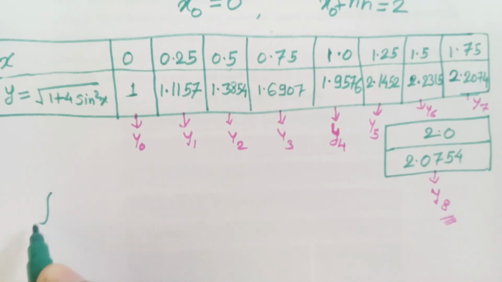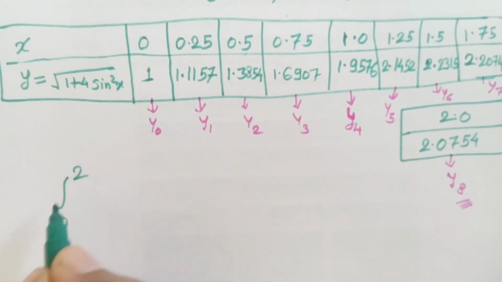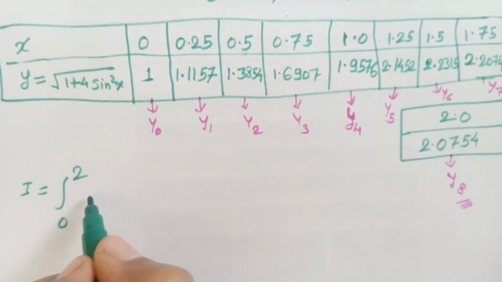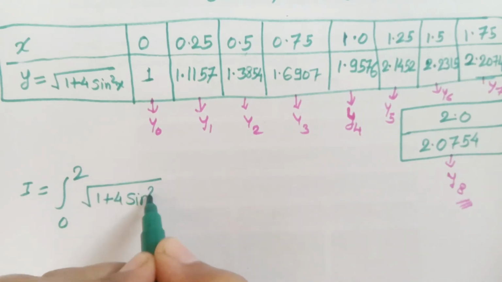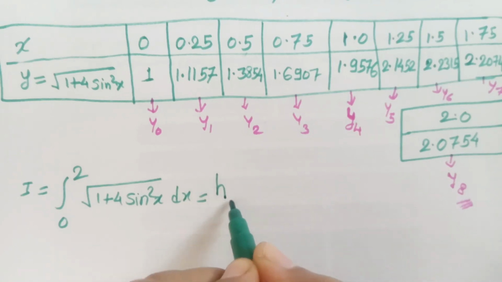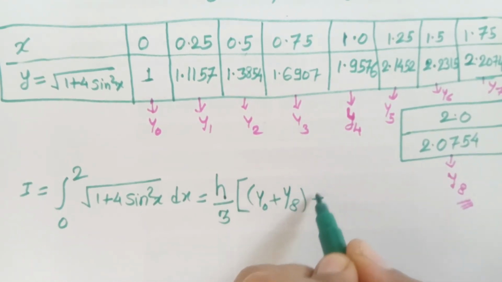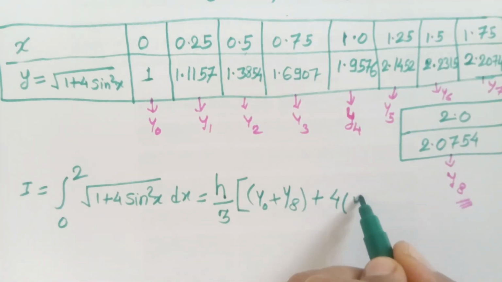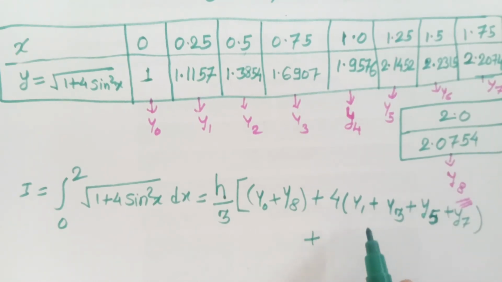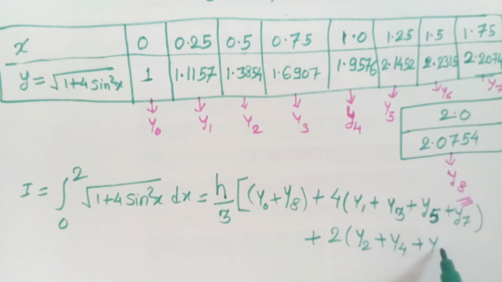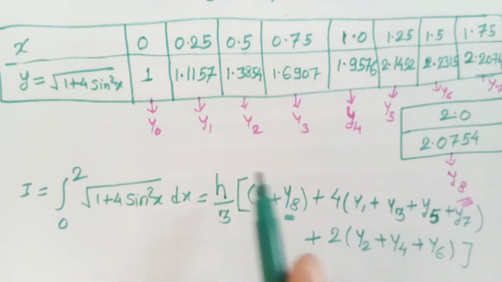So here our integration is I equals the integral from 0 to 2 of the square root of 1 plus 4 sine square x dx, and Simpson's 1/3 rule is h by 3 times the first term plus last term, y0 plus y8, plus 4 times the odd terms, that is y1, y3, y5, y7, plus 2 times the even terms. In the even terms we get y2, y4, y6. Here we are not taking y8 because we have already taken it in the first bracket. So we just take the in-between values, between y0 and y8, in these two brackets.